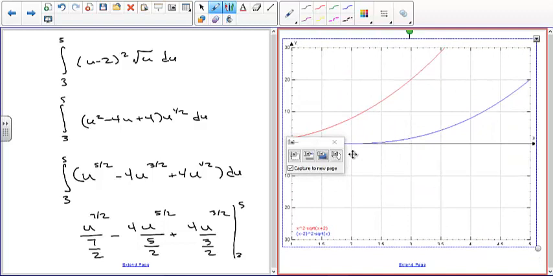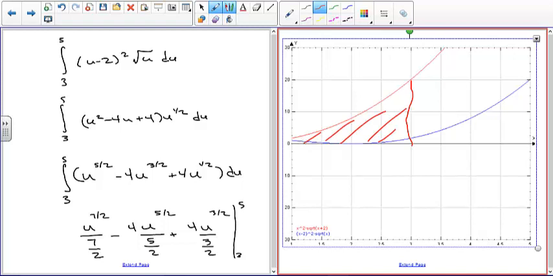So what we've just shown is that the area under the red curve between 1 and 3, which would be this area here, ends up being equal to the integral from 3 to 5 of that one. Actually, they're exactly the same, aren't they?